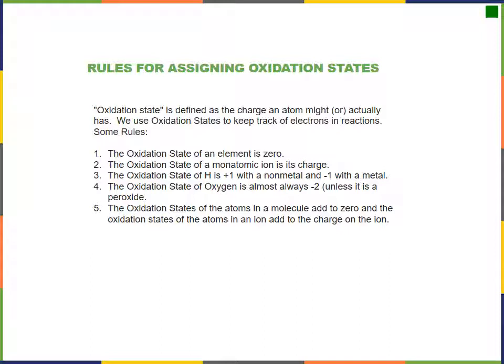So let's look at some rules. If we have any element, the oxidation state is 0. So if we have sodium or chlorine or S8, it doesn't matter. These are elements and their oxidation state is 0. And we frequently write the oxidation state as a subscript to the right. The oxidation state on any monatomic ion is the charge. So if I have CaO, I know that this is an ionic compound, and calcium is 2 plus, and oxide is 2 minus. The oxidation state of an ion is its charge.